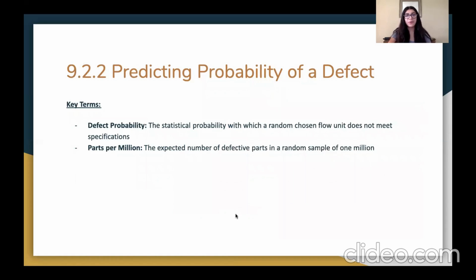Moving on to section 9.2.2. There are only 2 key terms in this section. Defect probability, which is the statistical probability with which a randomly chosen flow unit does not meet specifications, and parts per million, the expected number of defective parts in a random sample of 1 million. In this section, we will be using Excel, so you can open this alongside it.